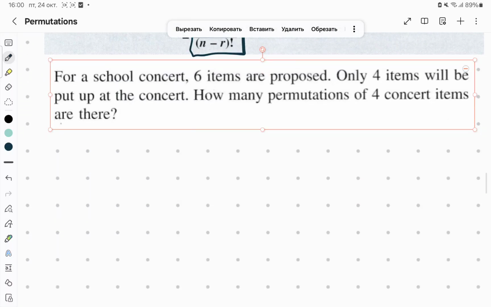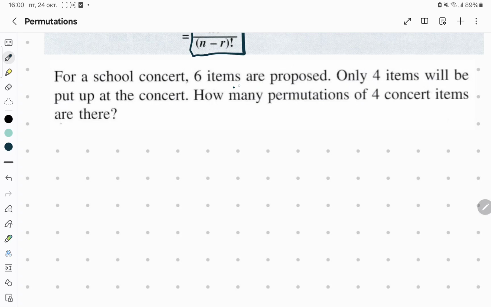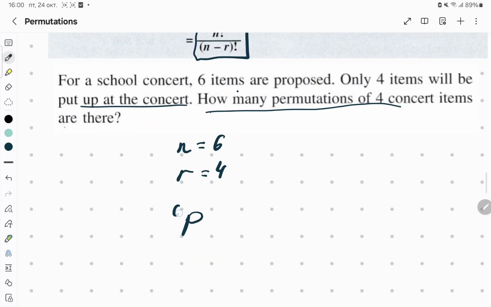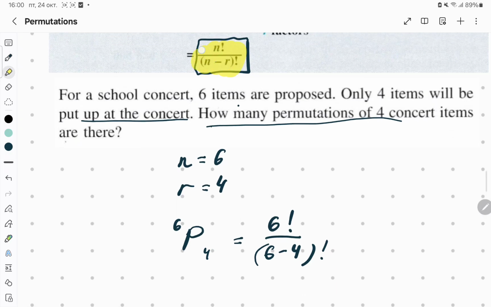Now it's given that the school has six items proposed, and only 4 will be put up for the concert. And how many permutations of items are there? So we have n equal to 6 and R equal to 4, and using the formula of permutation we will use P. So P is 6 and 4. 6 factorial divided by, it's my mistake, 6 minus 4 factorial according to the formula, right? So again, the formula is here and we're using the formula.